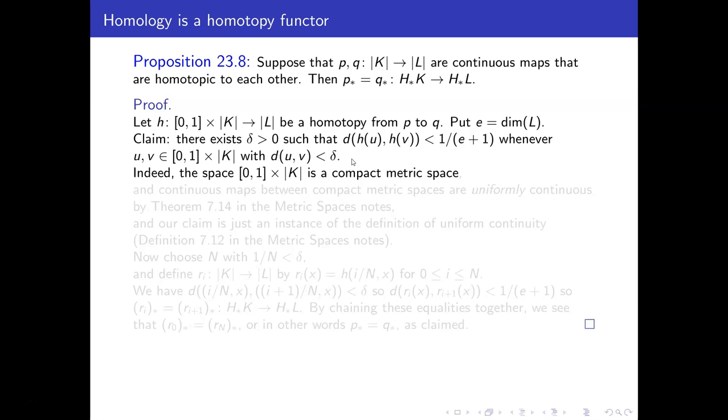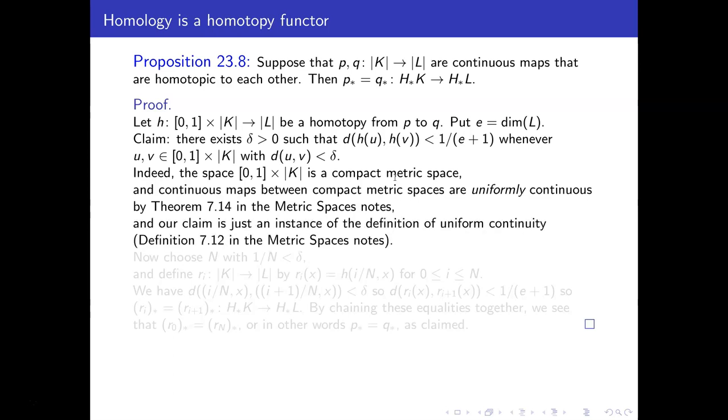So we've got the space here, [0,1] cross K, which is a compact metric space, and if you go back and look at the metric spaces notes, Theorem 7.14 says that if you've got any continuous map between compact metric spaces, then it's automatically uniformly continuous. And this claim is immediately an instance of the definition of uniform continuity, which is Definition 7.12 in the metric space notes. Okay, so we can assume that this delta exists.